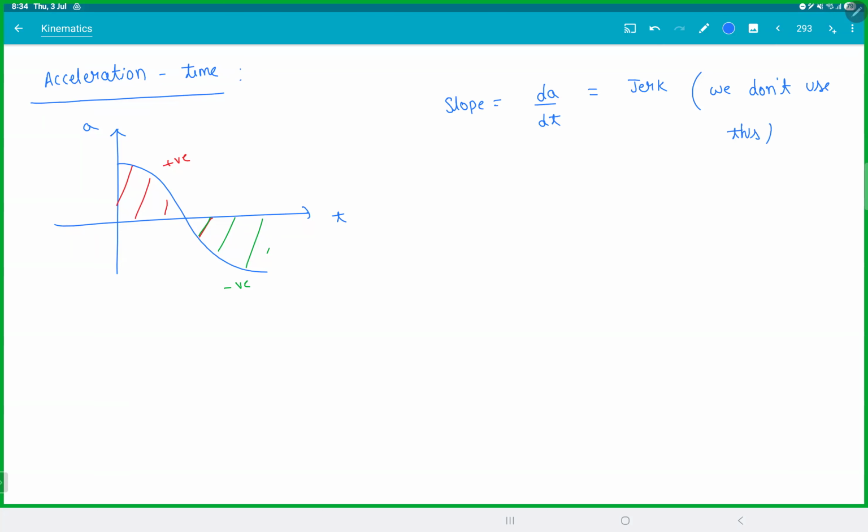The area is important. Area will be integral ADT, which is change in velocity. So be careful. Area under AT graph doesn't give you velocity. It gives you change in velocity. V final minus U initial. Clear with this?